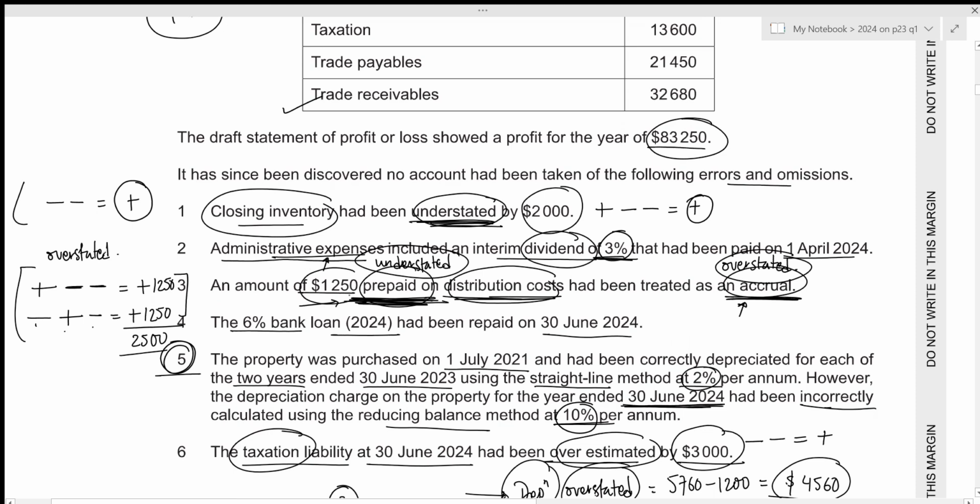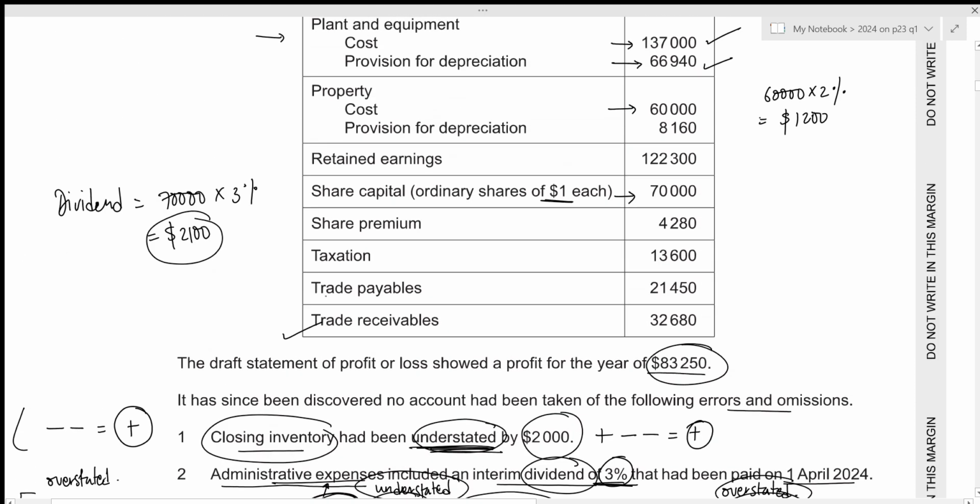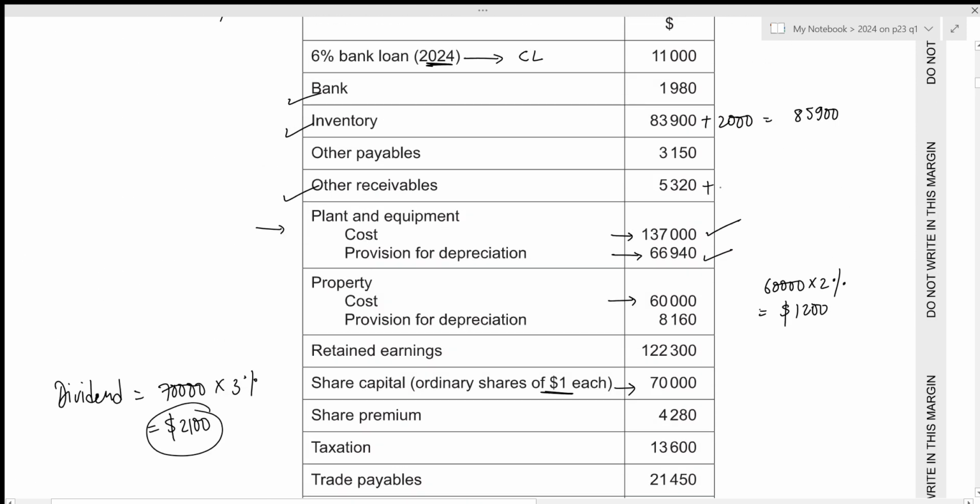Then we have the prepayment of 1,250. Remember that if we are prepaying the expenses, it means that we are yet to receive the services for it. So that will act as our other receivables. So 1,250 will now be included as part of other receivables. And previously it was included as part of accruals. So accruals would be a part of other payables. That was incorrect. So we need to remove 1,250 from there. Let's calculate the correct values for other receivables and other payables. For other receivables, that's 5,320 plus 1,250, which results in 6,570. For other payables, that's 3,150 minus 1,250, which results in 1,900.